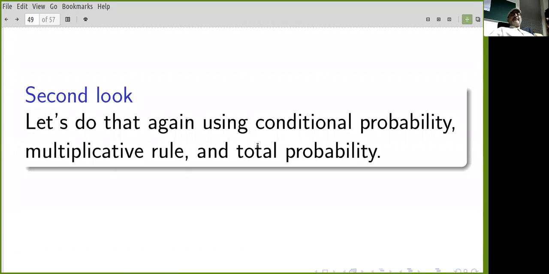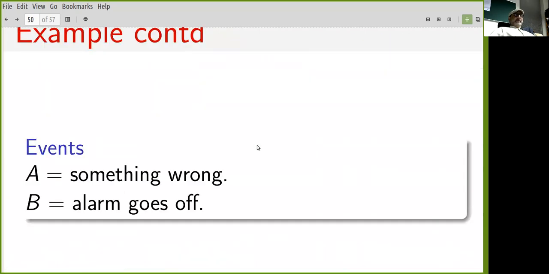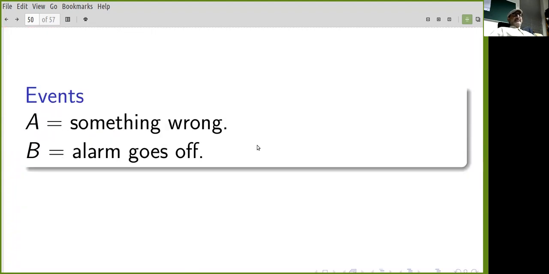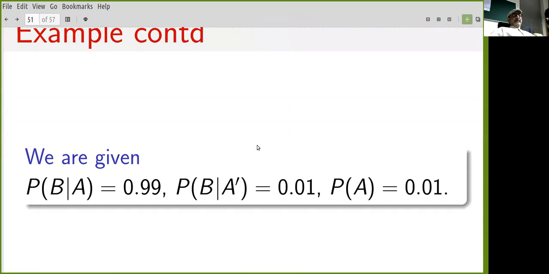Okay, so that was one way of doing it. Sometimes there's more than one way of looking at a problem. Let's look at it again using conditional probability multiplicative proofs, not the total probability. So let A be the event that something is wrong. B is that the alarm goes off. What are we given? We're given that the probability that the alarm goes off when something is wrong is 99%. The probability that the alarm goes off when nothing is wrong, A complement, is 1%. And we're given that 1% of the time something is in fact actually wrong. So that's also 0.01.